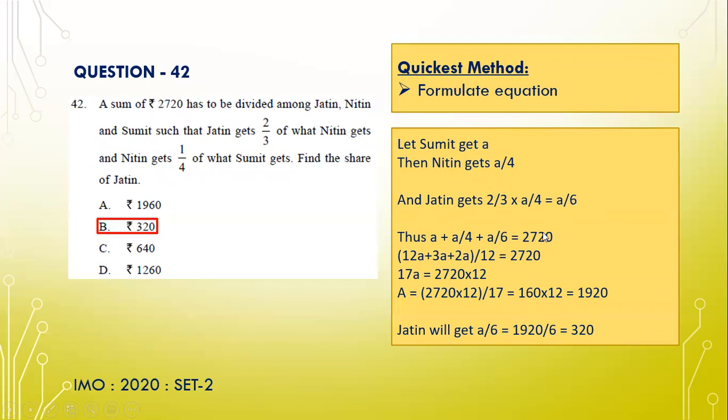And so the total amount, A plus A upon 4 plus A upon 6, is 2720. Again, what is the LCM of 4 and 6? 12. So 12A plus 3A plus 2A upon 12 is 2720. So 12 plus 3 is 15 plus 2 is 17. 17A upon 12 is 2720, so A will be 2720 into 12 upon 17, which is 1920. So how much does Jatin get? A upon 6. So 1920 upon 6 will be 320. Jatin will get 320.